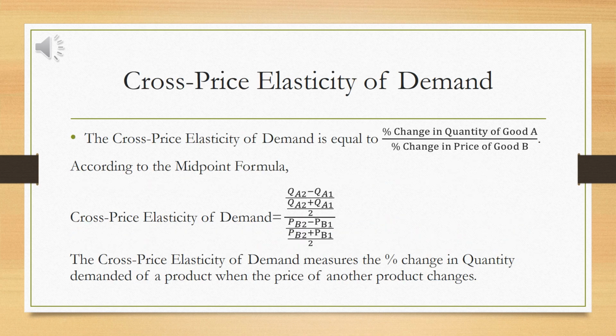The cross-price elasticity of demand is equal to the percentage change in quantity of good A over the percentage change in price of good B. According to the midpoint formula, cross-price elasticity of demand equals the new quantity demanded of good A minus the old quantity demanded of good A, divided by half the sum of both quantities demanded of good A, over the new price of good B minus the old price of good B, divided by half the sum of both prices of good B. The cross-price elasticity of demand measures the percentage change in quantity demanded of a product when the price of another product changes.